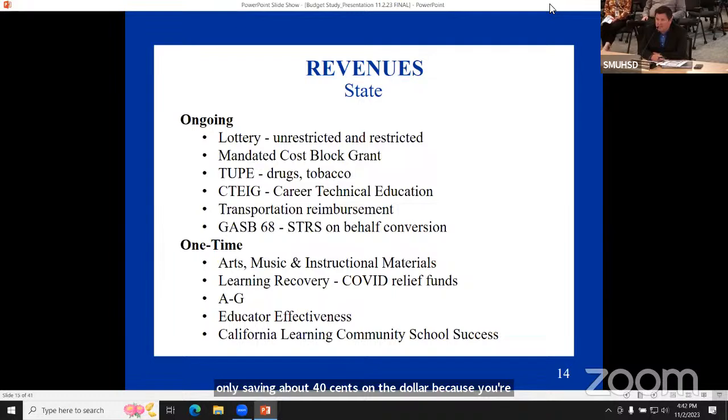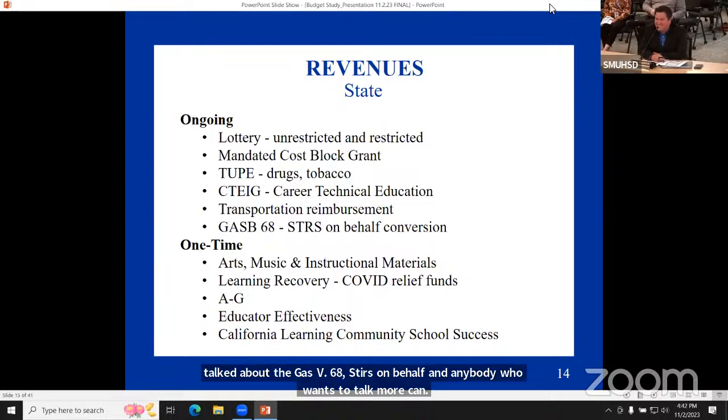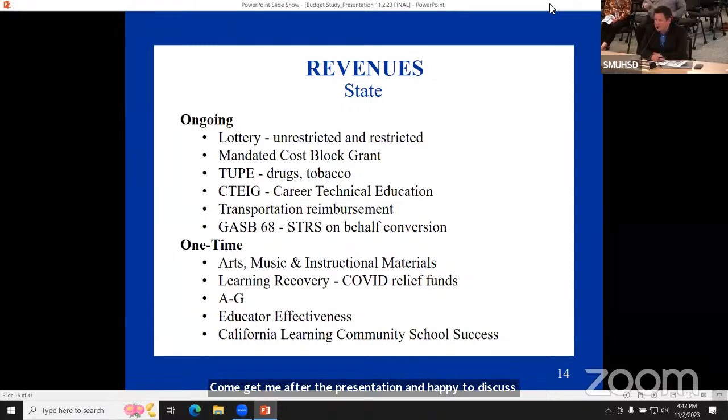We talked about the GASB 68 STRS on behalf, and anybody who wants to talk more can come get me after the presentation, and I'm happy to discuss it. In terms of the one-time, there's a lot more one-time money at the state than there was at the federal government, mostly related to the surpluses that the state was running through COVID. But the remaining ones that are included are the arts, music, and instructional materials block grant that the board approved a plan on using, the Learning Recovery COVID Relief Fund. This is the third, and I'll get into this in a little bit, but basically the third round of COVID relief funds at the state level.